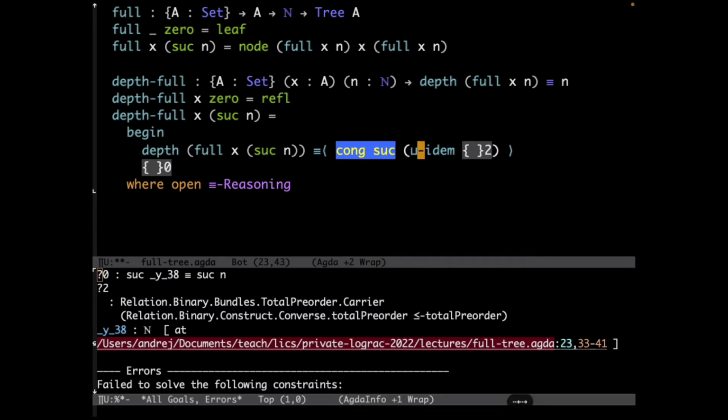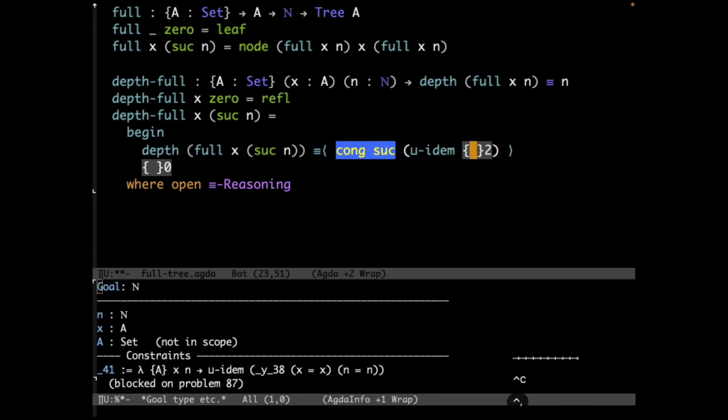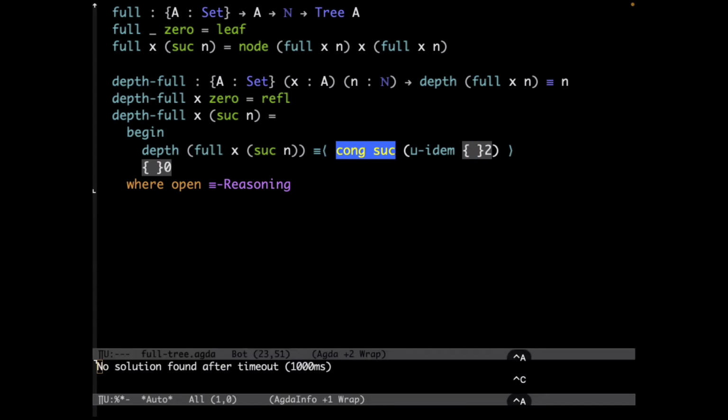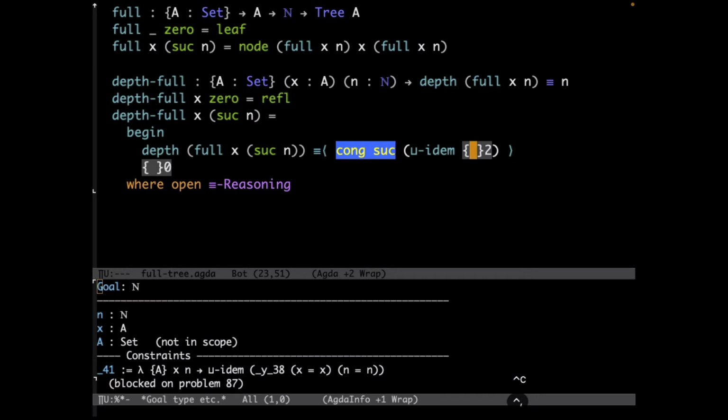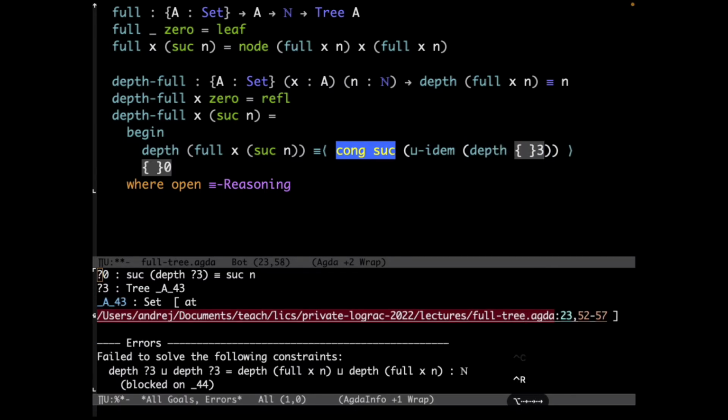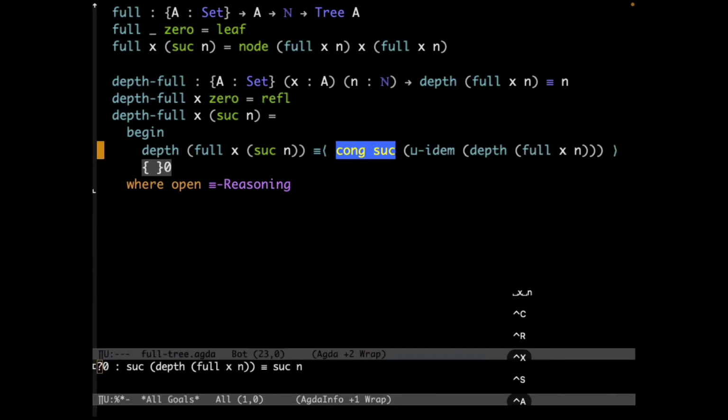It says, well, you can use this, but now you have to tell me what you're applying it to. But I think Agda should be smart enough to figure it out. Control-C, Control-A. No, it's not. Well, okay. Control-C, Control-S. No, it doesn't want to. It was what? Depth something, right? It was depthful xn, if my memory serves me right. Okay, that was the right thing to do.